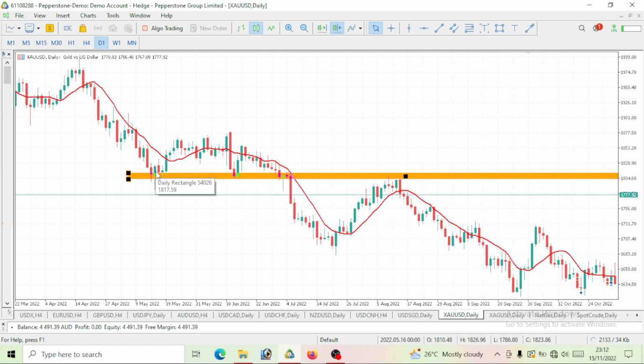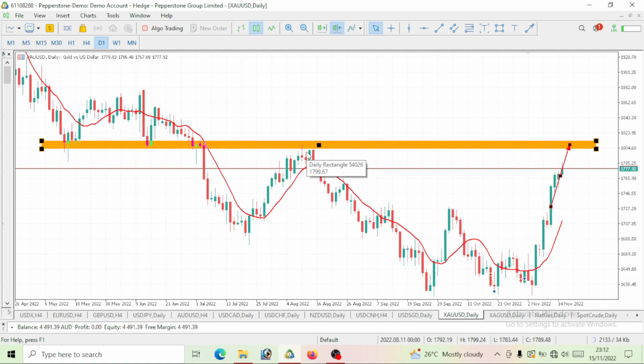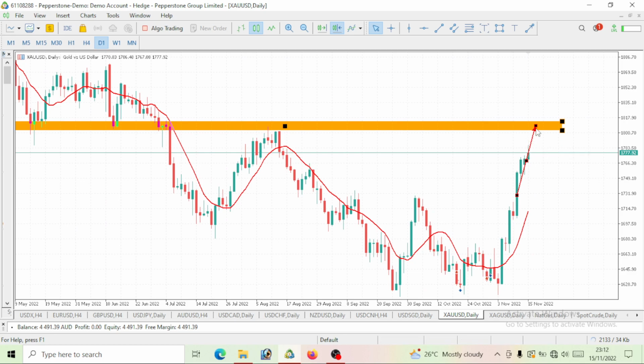We saw price rejected here at this level, came to this level, rejected. We saw it come to this level, rejected. We saw it come to this level, rejected, right? And we are seeing it come to the next level, and we want to see it get to this level before it's rejected.